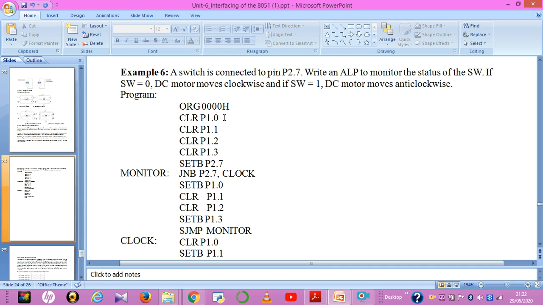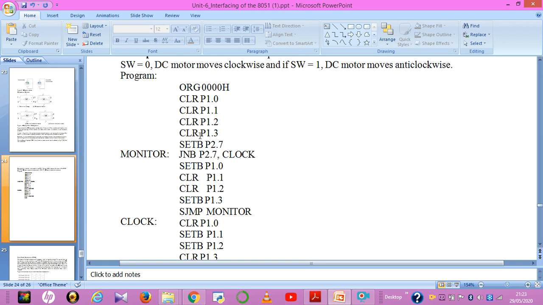Okay, start with the ORG. Here these pins are connected to the particular motor windings of the DC motor, and it is going to check the switch status. SETB P2.7 depends on this status. If the switch is 0, it is going to make your DC motor run in clockwise direction using the first pin of P1, second pin of P1 and third pin is 1. Then it is going to monitor, same thing, to run in the clockwise.